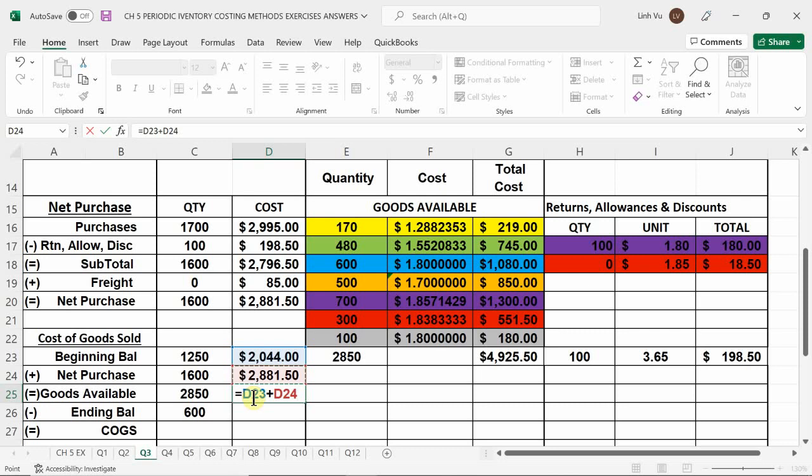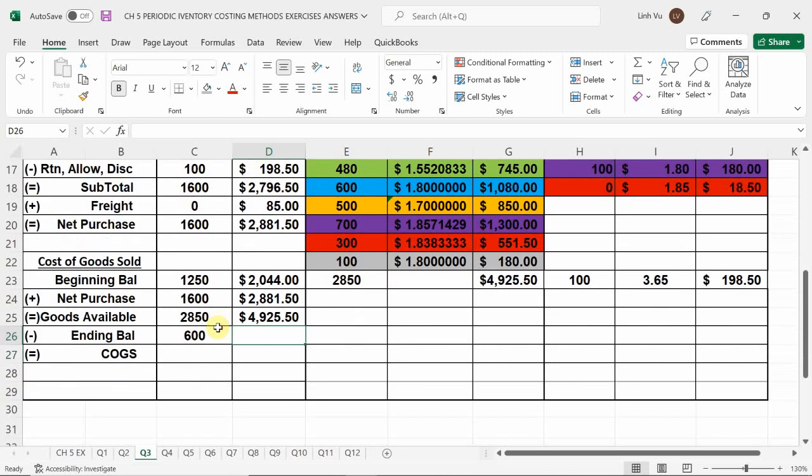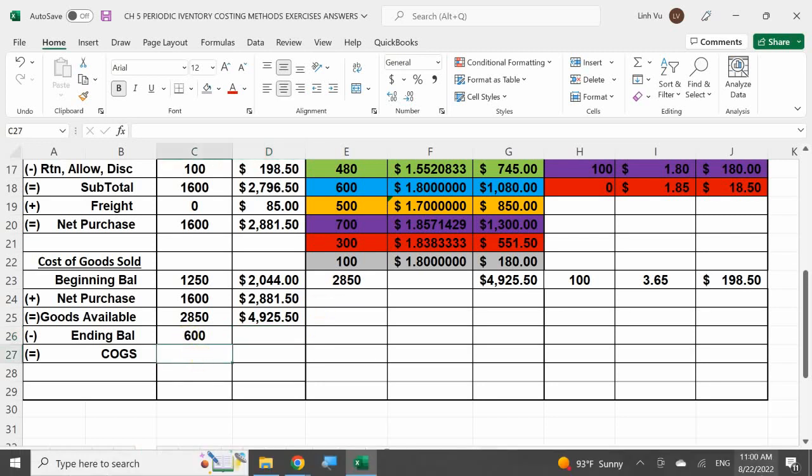That gives $4,925.50, which matches your goods available. Okay. Awesome. So then, last but not least, we have a total of 600 units left remaining. So my total cost of goods sold, if I started out with 2,850 units and I only have 600 left, how many have I sold? 2,250. You sold 2,250 units.